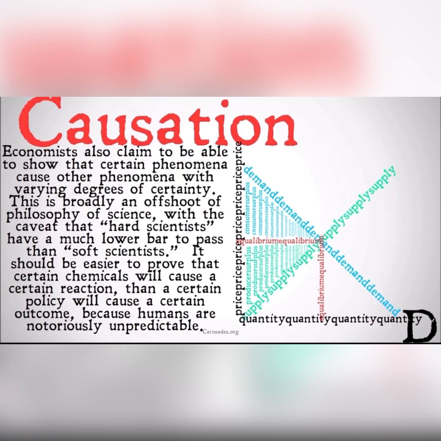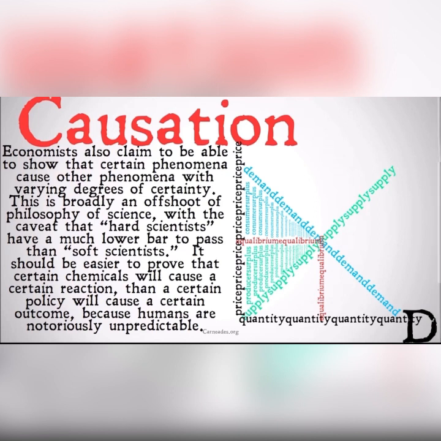The next one is causation. Now, this goes all the way back to the basics of philosophy of science, studying can induction work as a method to gain truth, as a method to gain knowledge, and we have other videos on that. But economists also claim to be able to show that certain phenomena cause other phenomena with varying degrees of certainty. But economists are talking about very broad phenomena of if you enact this policy on a country, then you will get this macroeconomic result from that country.